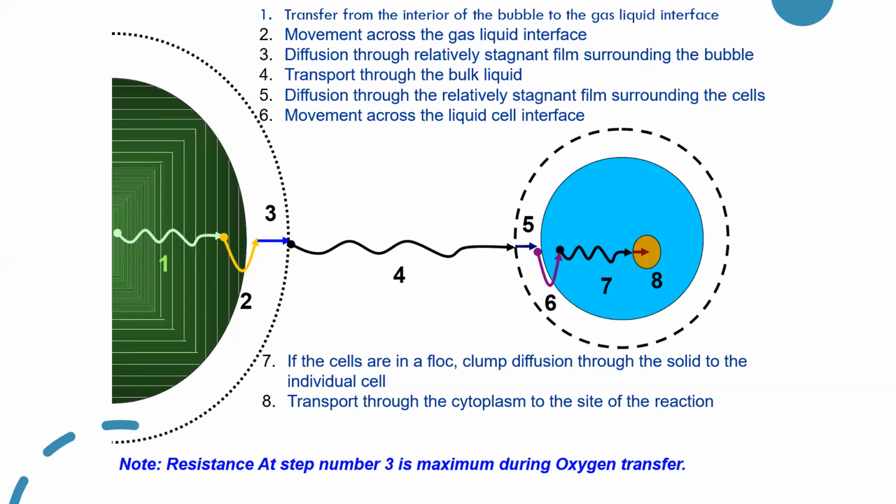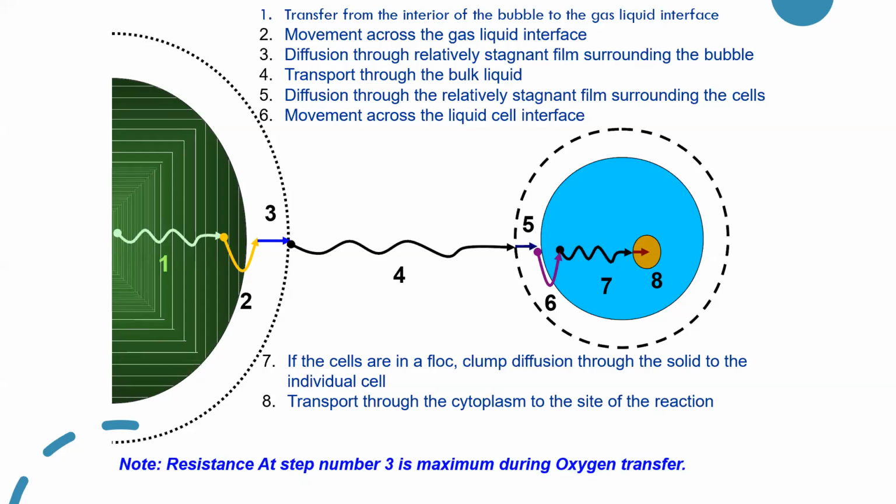After the oxygen has traveled in step number 4 to the bulk phase, it goes to step number 5, which is again diffusion through the thin film area surrounding the solid cells. This step will also offer good resistance to the oxygen transfer. Step number 6 is when the oxygen is moving across the liquid and solid interface. Step number 7: your cells are not present as discrete entities. They are present as cellular flocks. So step number 7 is when your oxygen is traveling through the cell clump, through the cell flock.